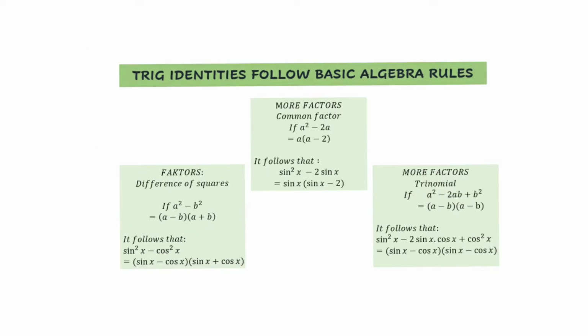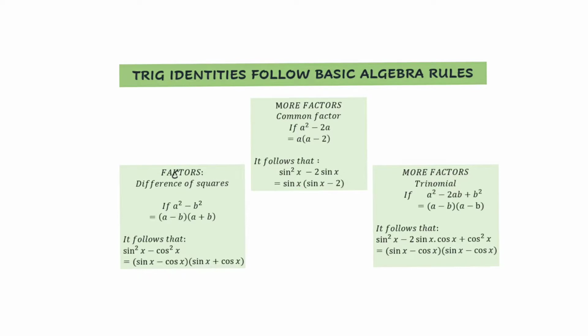Let's look at some factoring. Okay, some factors. If you look at difference of squares, this expression sine square x minus cos square x can become a difference of squares: sine x minus cos x, sine x plus cos x. If you take out a common factor, like you did in algebra, you can also do it with sine square x minus 2 sine x. You take out a common factor of sine x.